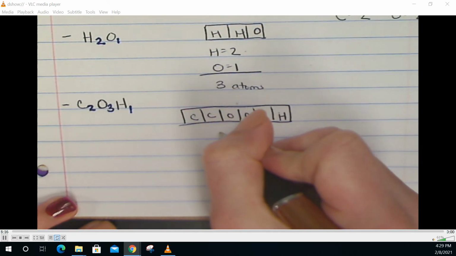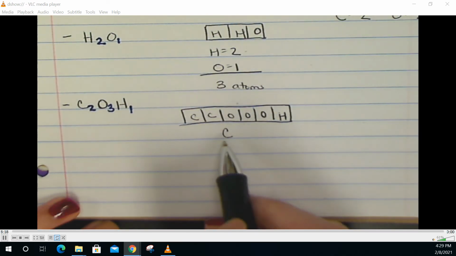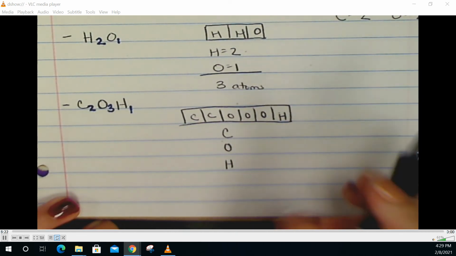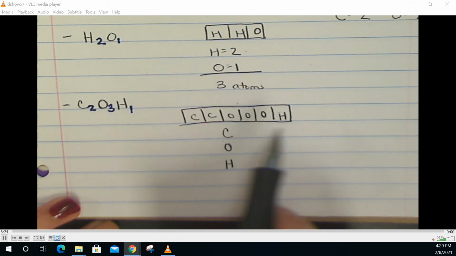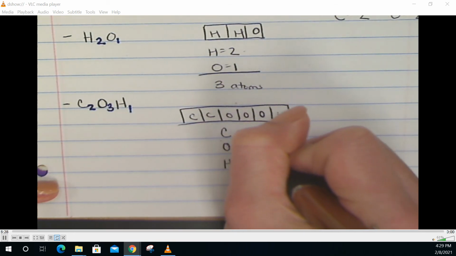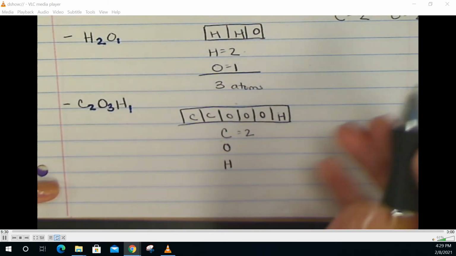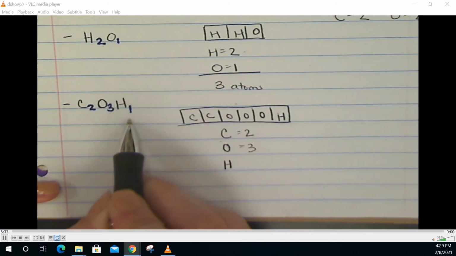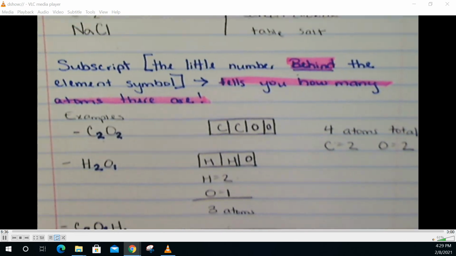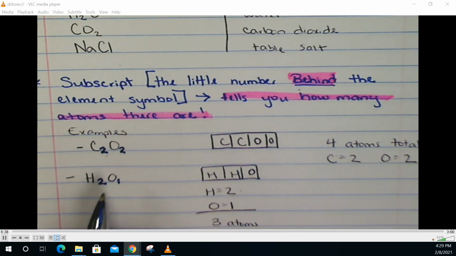Whenever we're breaking down our atoms, so we have carbon, oxygen, and hydrogen, you can either look at your model of what you built, or you can just look at your subscripts. So carbon has 2 atoms, oxygen has 3 atoms, and hydrogen has 1 atom. So again, the subscript is the little number. It just tells you how many atoms for each element.